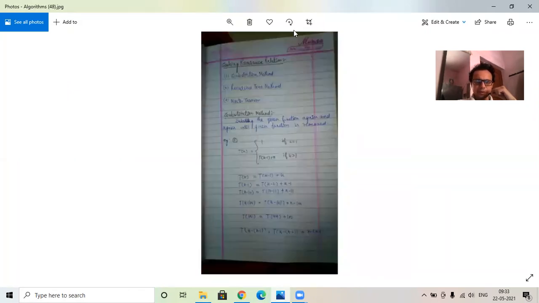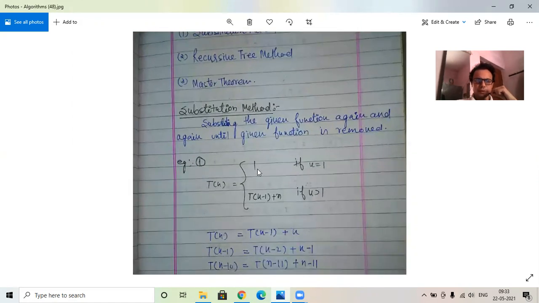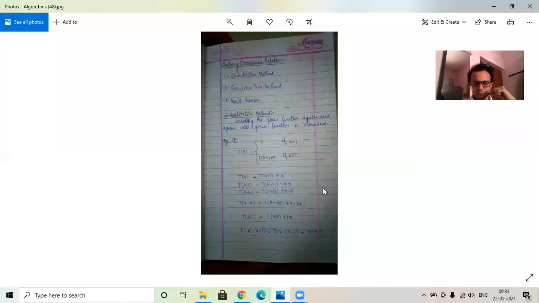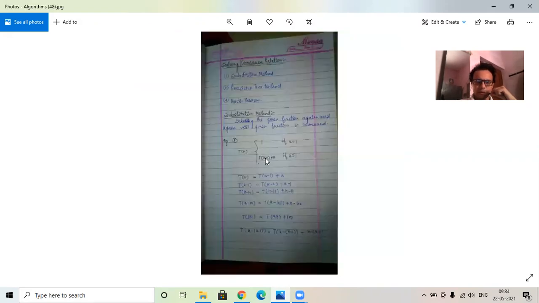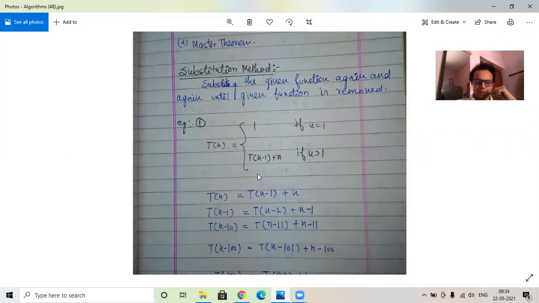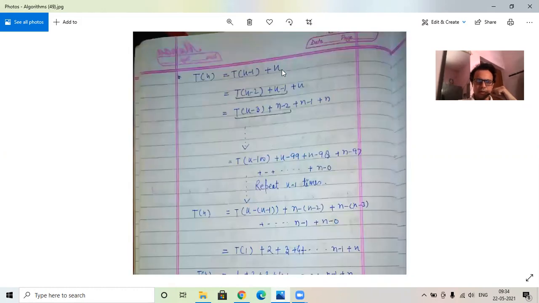Suppose I have to solve this recurrence relation. T(n) is equal to 1 if n is equal to 1. T(n) equals T(n-1) plus n if n is greater than 1. I have to solve it. Now I am solving it. I have written T(n) is equal to T(n-1) plus n. This is what I have to solve. Then I will check.